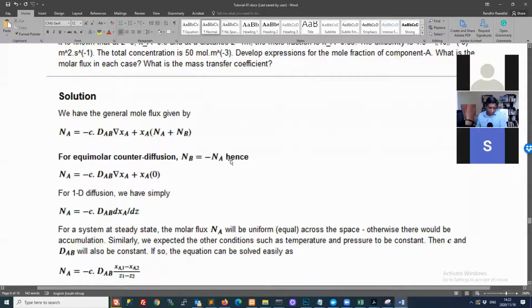Okay, so that's our total molar flux. And now we've got equimolar counter diffusion. So clearly NA plus NB is going to be 0. So we can forget this whole term, leaving us with just this part.